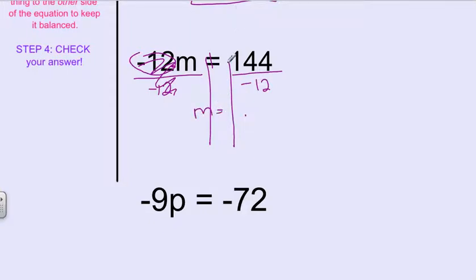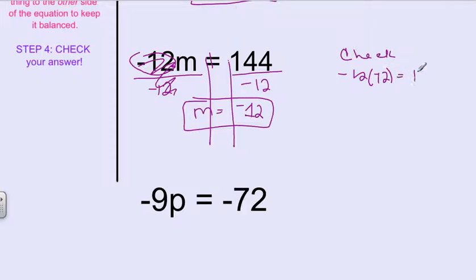M equals positive divided by negative is a negative. 144 divided by 12 is 12. So we'll just make a 12 like that. All right, come back and do my check. Negative 12 times negative 12 equals 144. 12 times 12 is 144. Negative times a negative is a positive. So yes, that checks out.